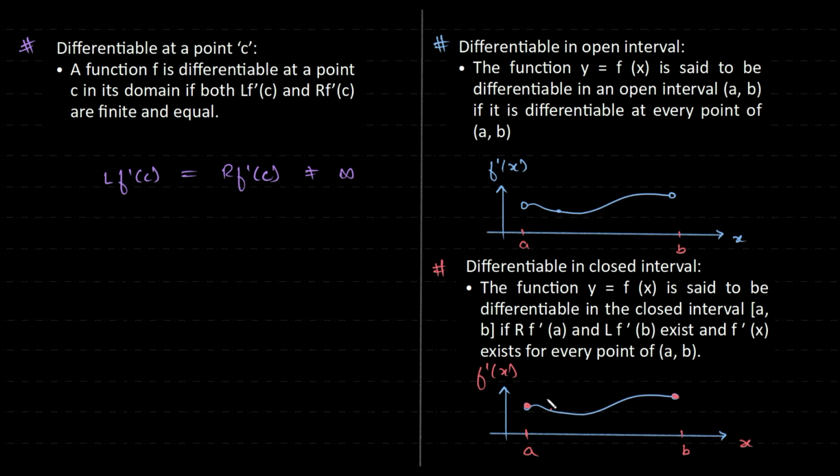But when it comes to your closed interval, along point a and b, these are the conditions. So for a, we have f prime of a, that should be finite and it should exist. And for your b, from the left hand side, the derivative should exist. It should be finite basically. So then the function is said to be differentiable throughout a and b, including a and b.